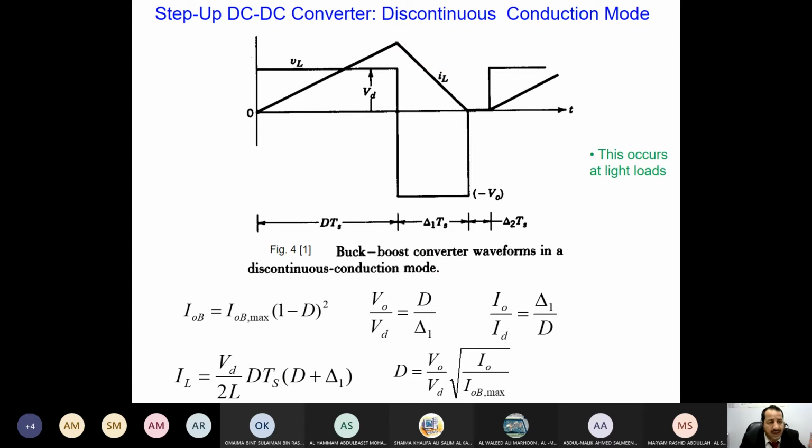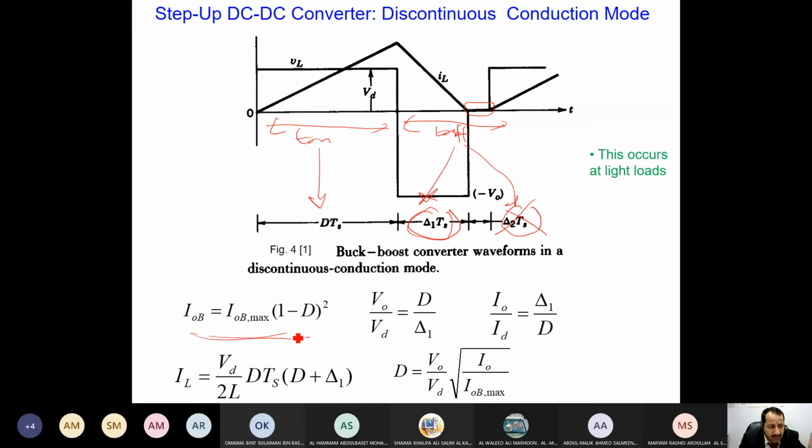Now next, I move to the discontinuous mode. We mentioned that for discontinuous conduction mode, T on is the same, which is DTS. But T off will be divided into two parts: one part is delta 1 TS and the second part is delta 2 TS. Delta 2 TS we don't take into consideration, because both the current and the voltage become 0. So I consider delta 1 TS.